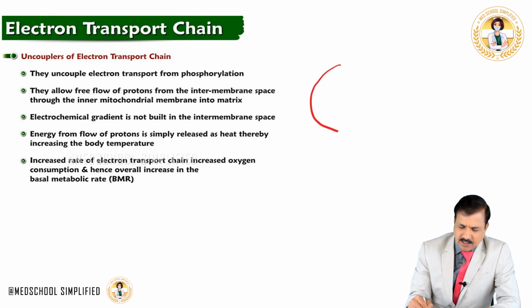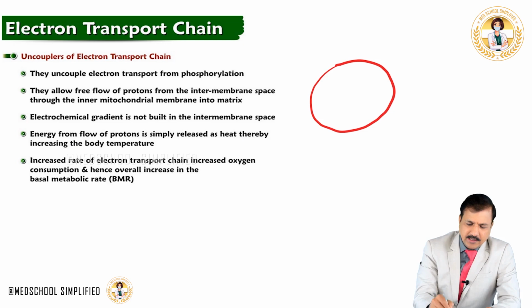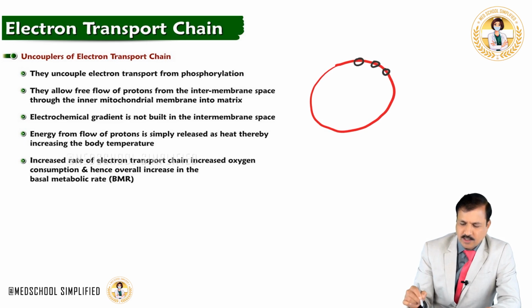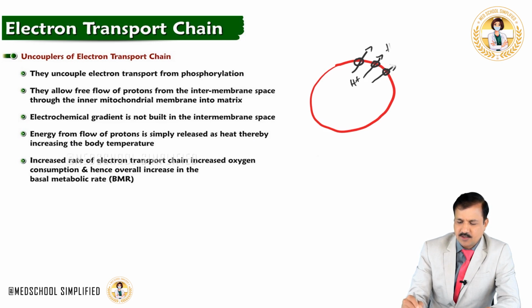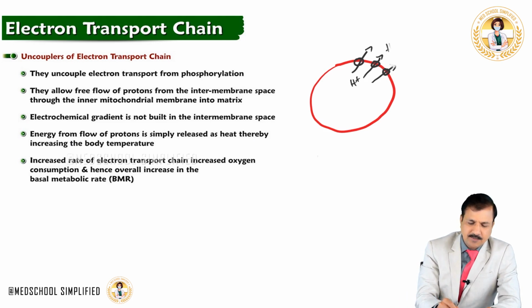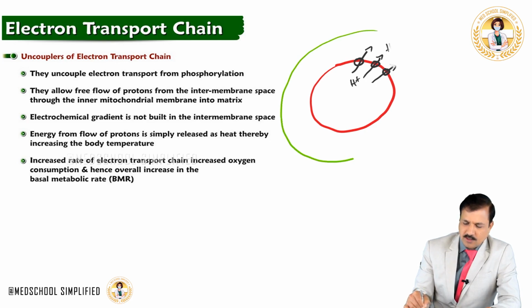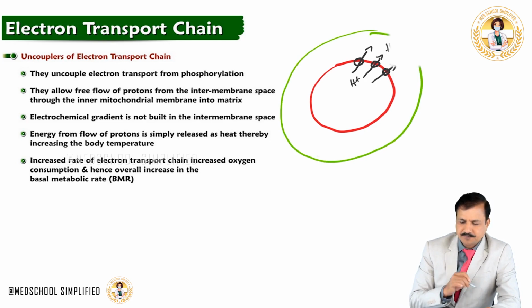So here is the inner mitochondrial membrane where the electron transport chain is located. I am going to write complex 1, complex 2 and complex 4 here, because complex 1, complex 2 and complex 4 are the complexes that will pump protons from the matrix of mitochondria into the intermembrane space. So I am going to write the outer mitochondrial membrane here.